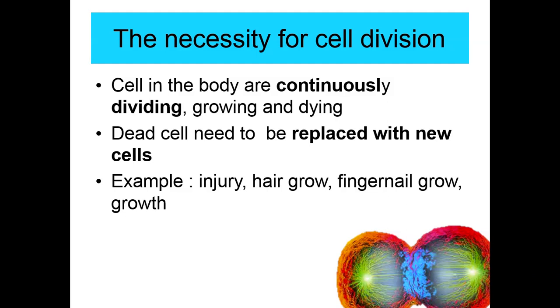The first one is our body cells keep dividing, growing and dying. So cell division will replace the dead cells. As examples, cell division occurs during injury, for our hair growth, fingernail growth, and also for growth in our cells, including the red blood cells, white blood cells, the epithelial cells, and everything.